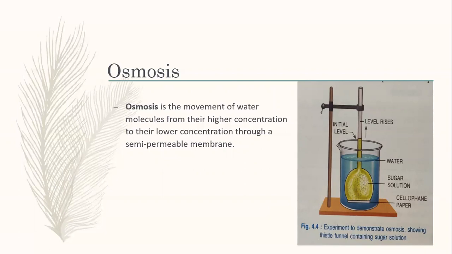Thistle funnel filled with the concentrated sugar solution and the mouth of the thistle funnel covered with cellophane paper. Invert the thistle funnel in a beaker containing water and mark the initial level of sugar solution in the thistle funnel. After 2 hours, in this setup, we can see the level of the sugar solution in the thistle funnel rises due to osmosis. That means the water molecules move from the beaker to the thistle funnel.